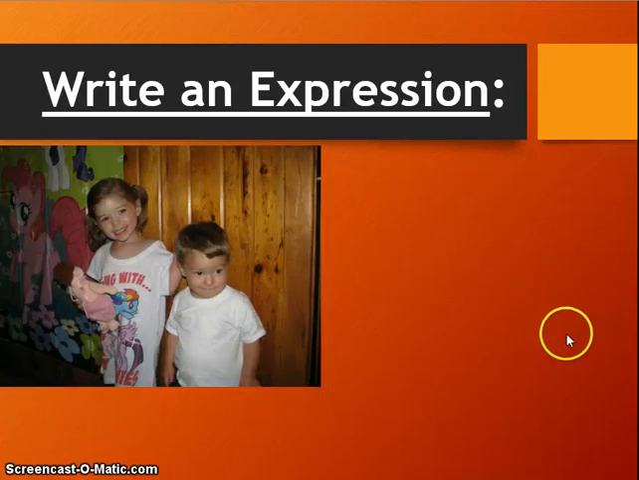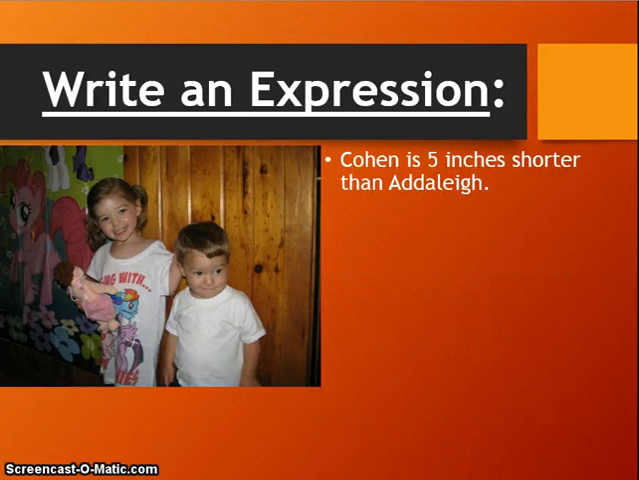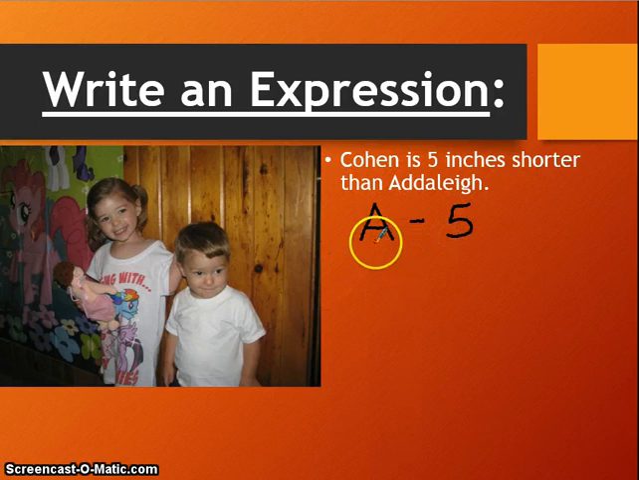So let's write an expression for an example. Here you see Adelie and Cohen. You could make a statement, something like this about the picture. Cohen is 5 inches shorter than Adelie. So if you wanted to describe Cohen's height, you might say that his height is Adelie's height, which we're going to represent by A, minus 5. Now remember, if it's algebraic, we have to define what A means. So A stands for Adelie's height.